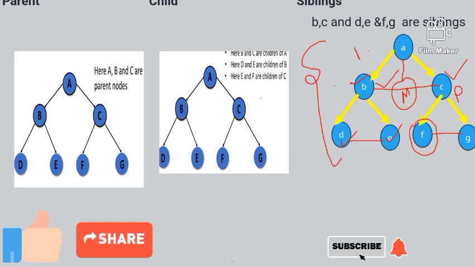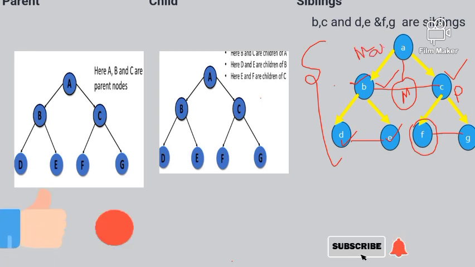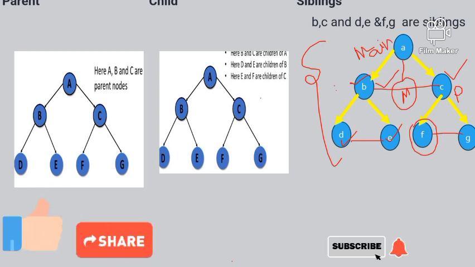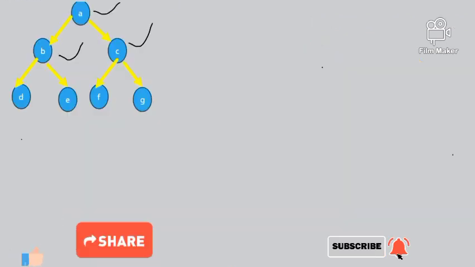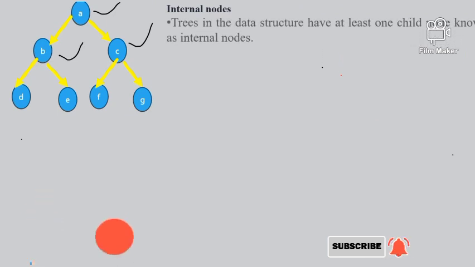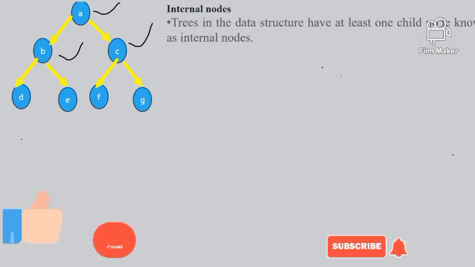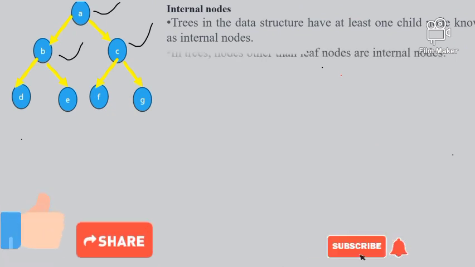So this is a main class, or we can say a main function, and these are the sub functions. In this sub function we have two more sub functions, like that only. So here, what do internal nodes mean? Here B and C are called internal nodes. D and E are not called internal nodes, only B and C are called internal nodes.